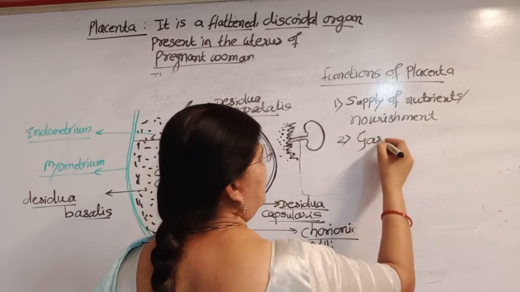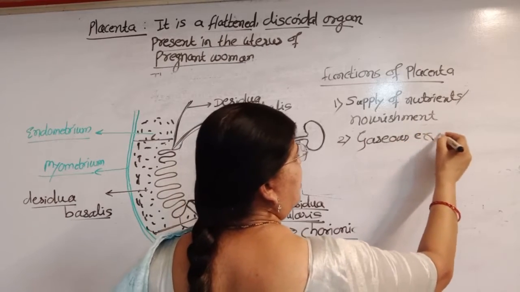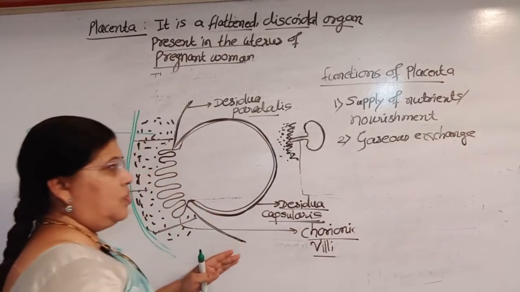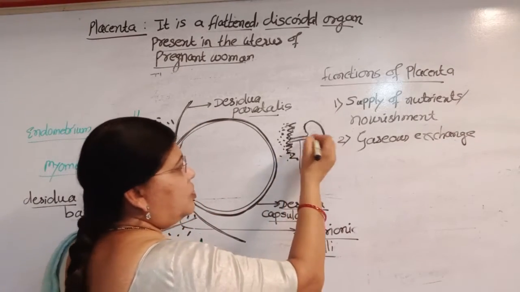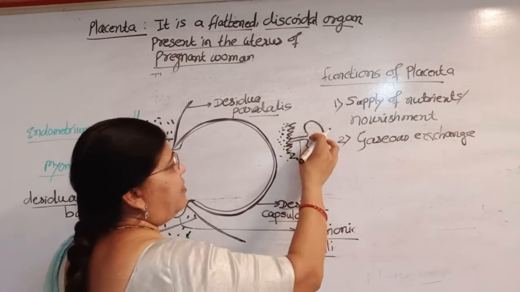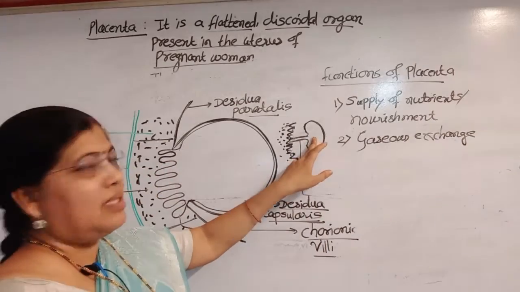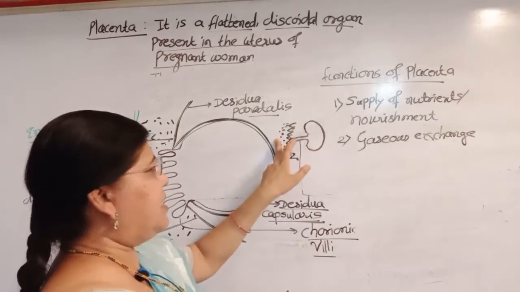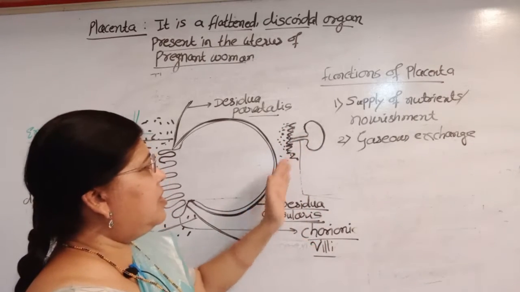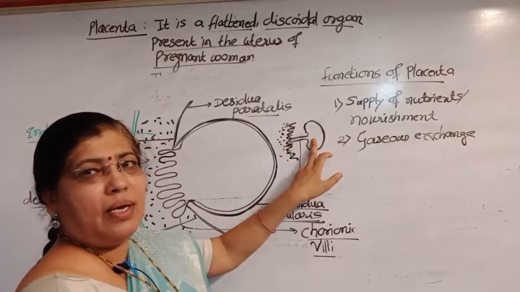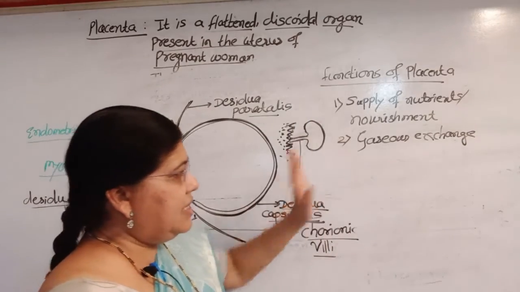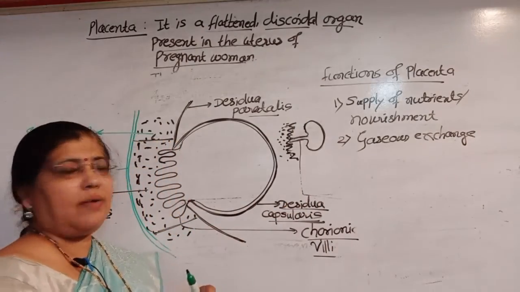Number 2, gaseous exchange. So gaseous exchange takes place through the placenta. Oxygen is supplied to the fetus from the placenta, and the carbon dioxide which is formed in the fetus is carried to the placenta. In this way, oxygen is transported from placenta to fetus and carbon dioxide is transported from fetus to placenta.